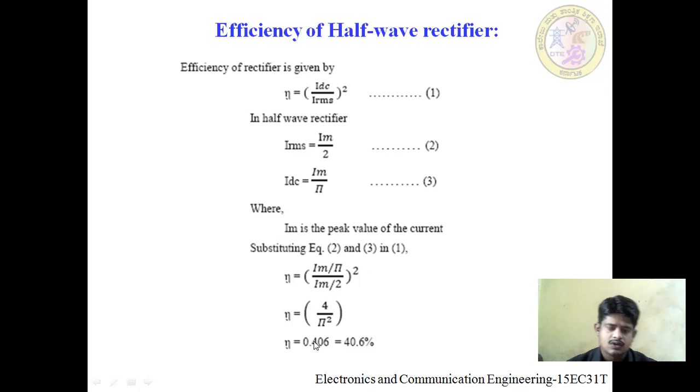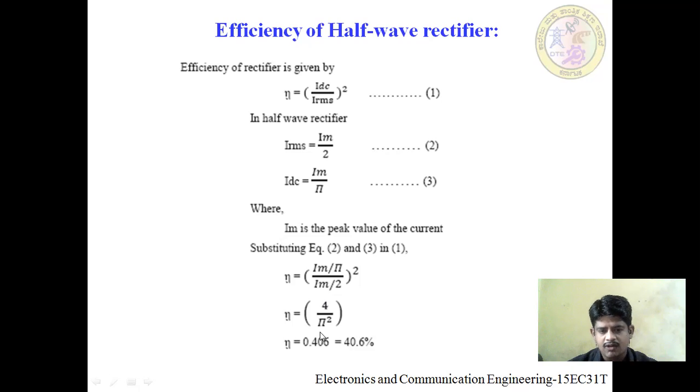So let's solve this. In both the numerator and denominator we have Im and Im, so both will get cancelled. This pi is in the denominator, so it comes to the denominator, and this 2 is a denominator of a denominator, so it goes to the numerator. This 2 is whole square, so 2 becomes 4 and pi becomes pi square. So the total value will be 4 by pi square.